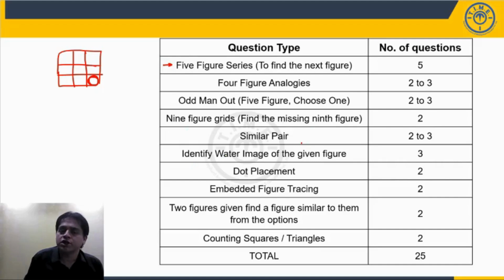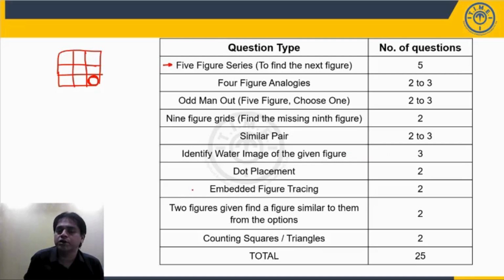Similar pair questions were there. A pair of figures is given, and you have to identify which among the options has the same relationship as the given pair. Then there were direct water image questions. A figure is given, and you have to identify from the options which is the correct water image. These questions were very fast to do. You should be able to answer these in 15-20 seconds max. 3 such questions were there.